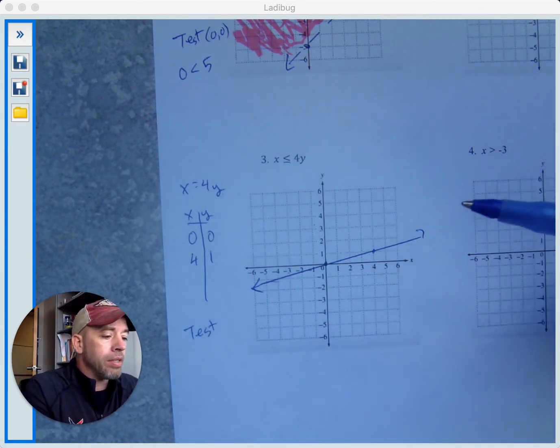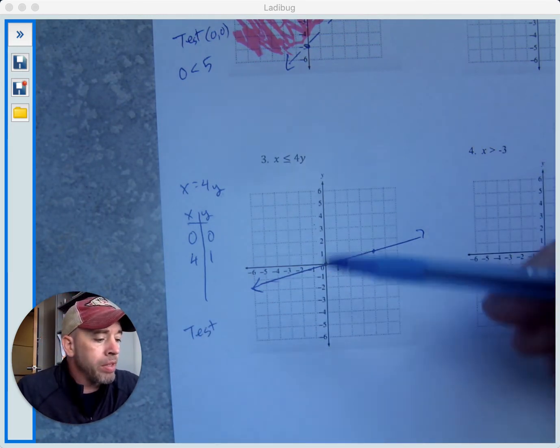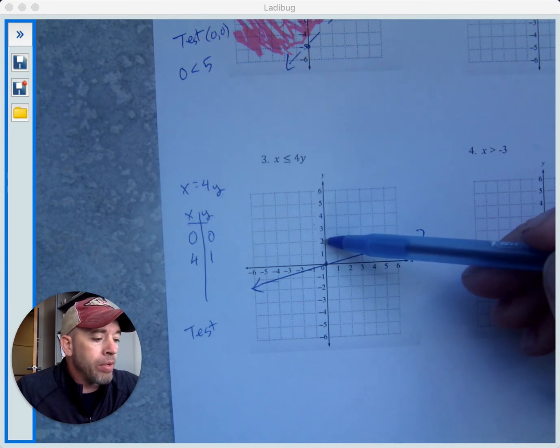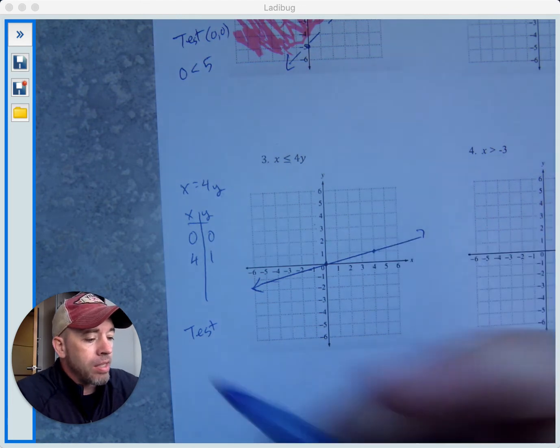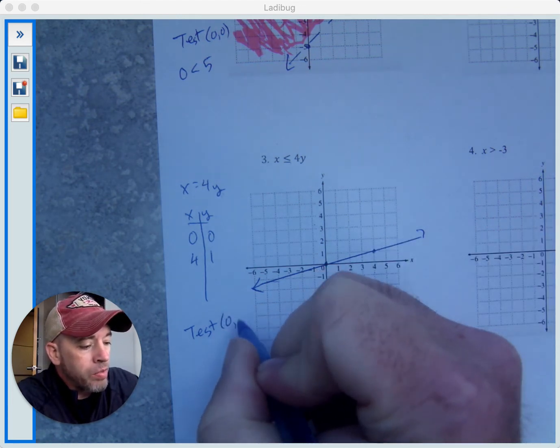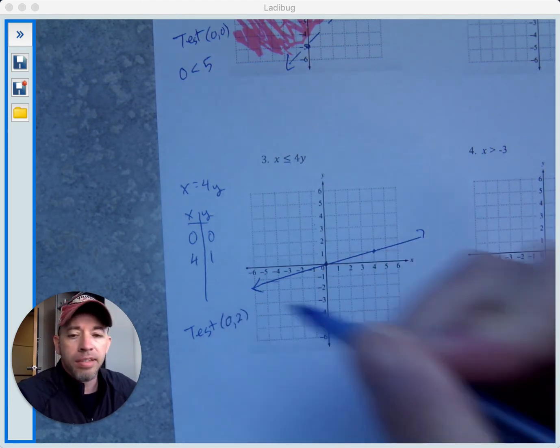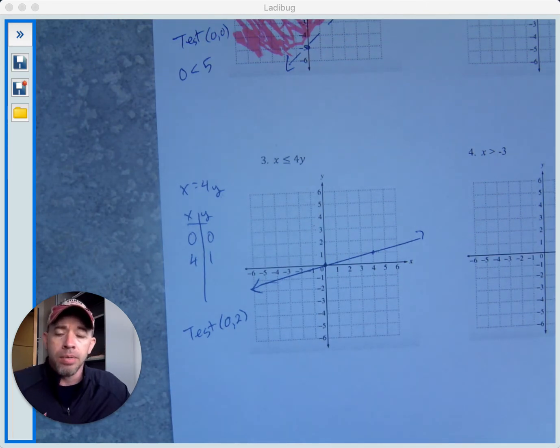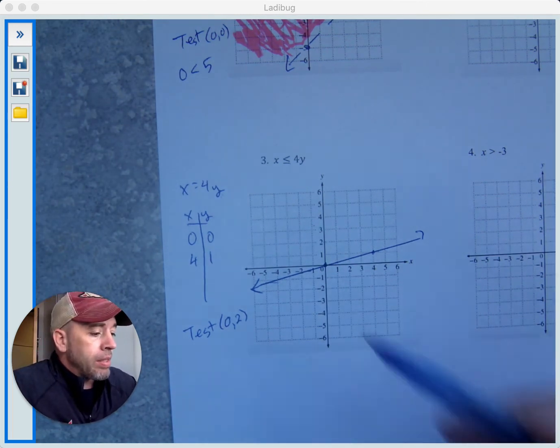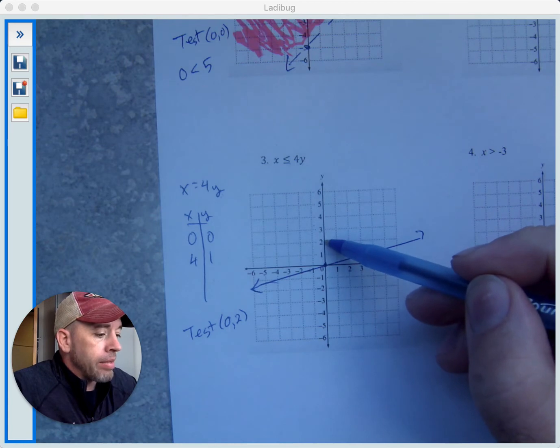How about, well, I still like to pick an easy one, maybe one that's on an axis. Maybe the point 0, 2, which would be right here, right? That's above the line. So let's test 0, 2. If 0 is one of the coordinates, it's going to be easier to test because it's easy to plug in 0. So I'm going to pick 0, 2. I'll pick that guy right there.